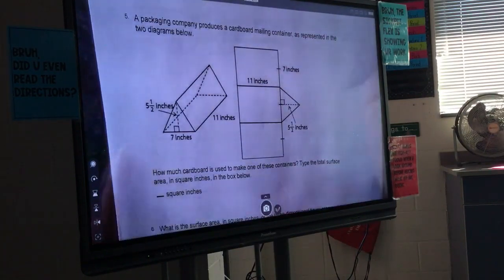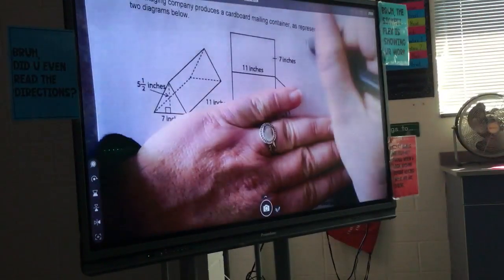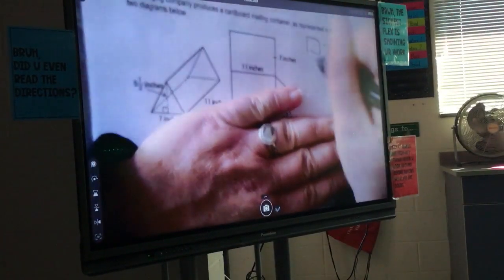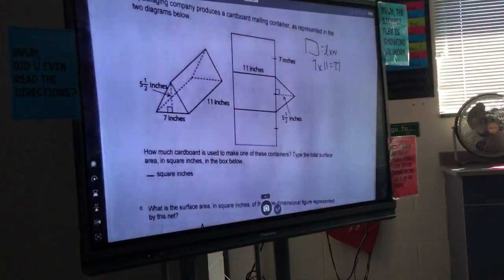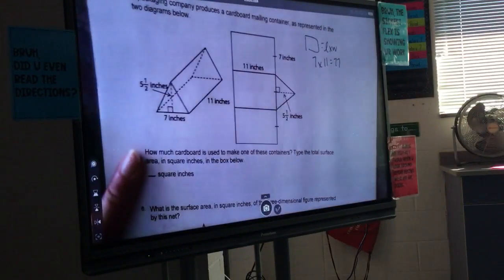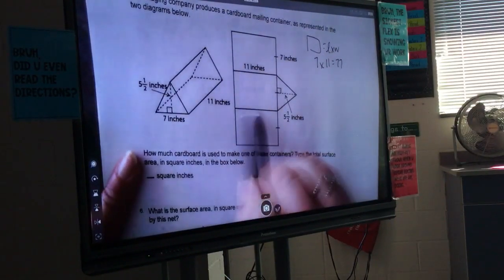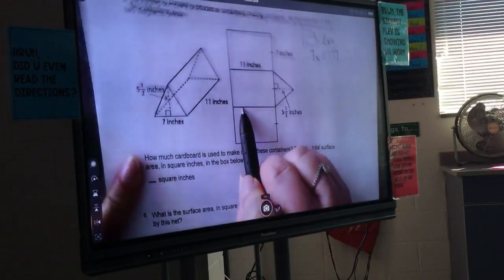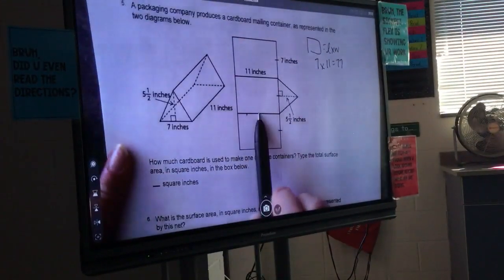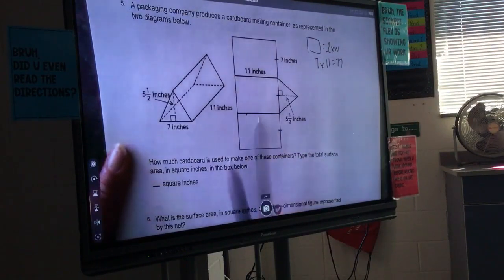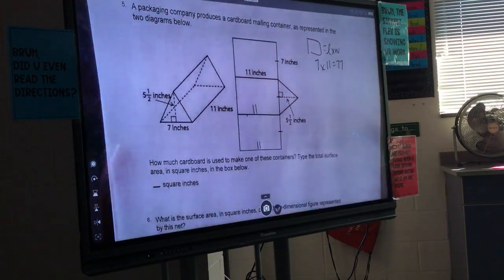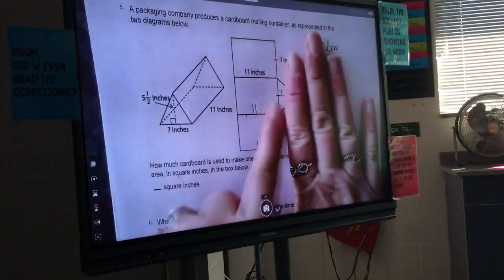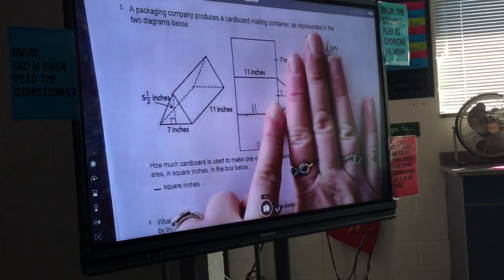All right. Now, this rectangle right here is going to be length times width. So I'm going to do 7 times 11, which is going to give me 77, right? What do I know about this side right here? Dominic? It's 11. What do I know about this side right here? Colton? It's 11.